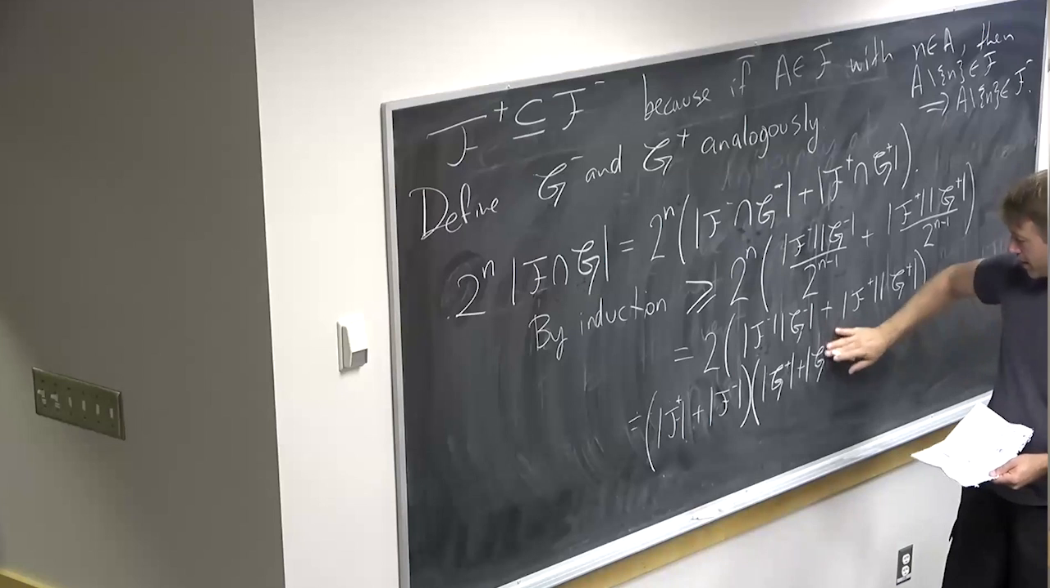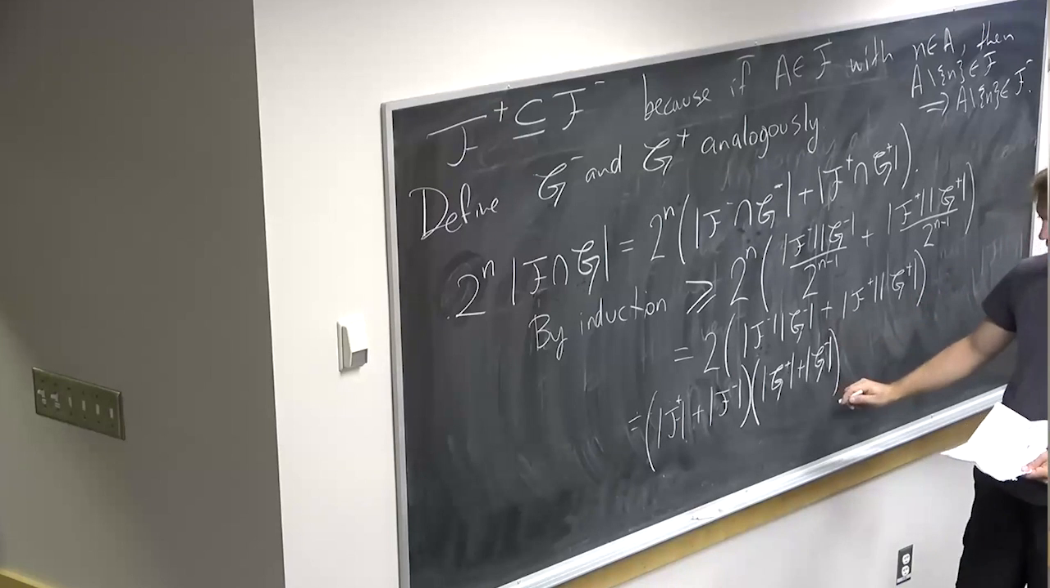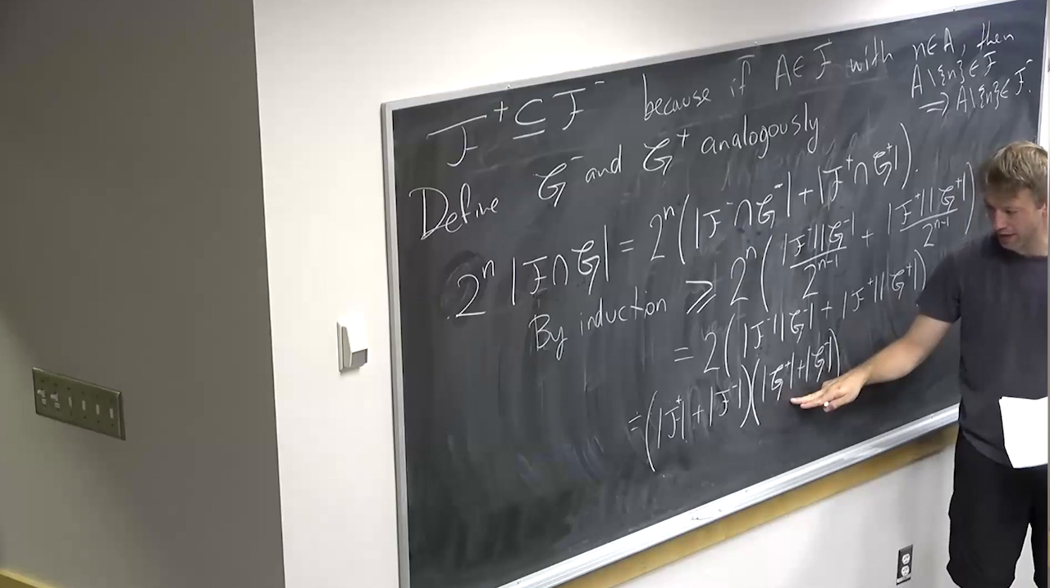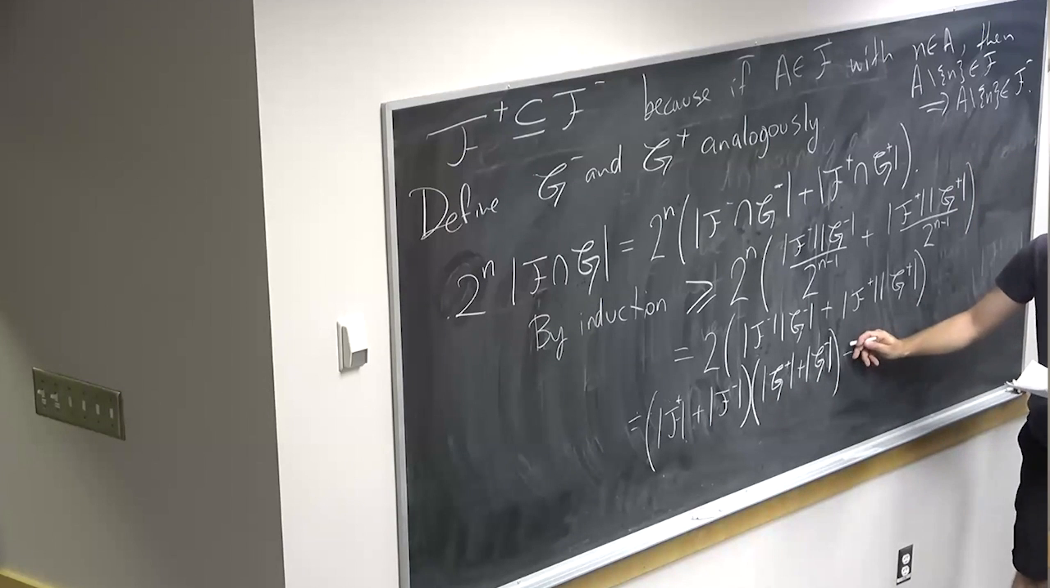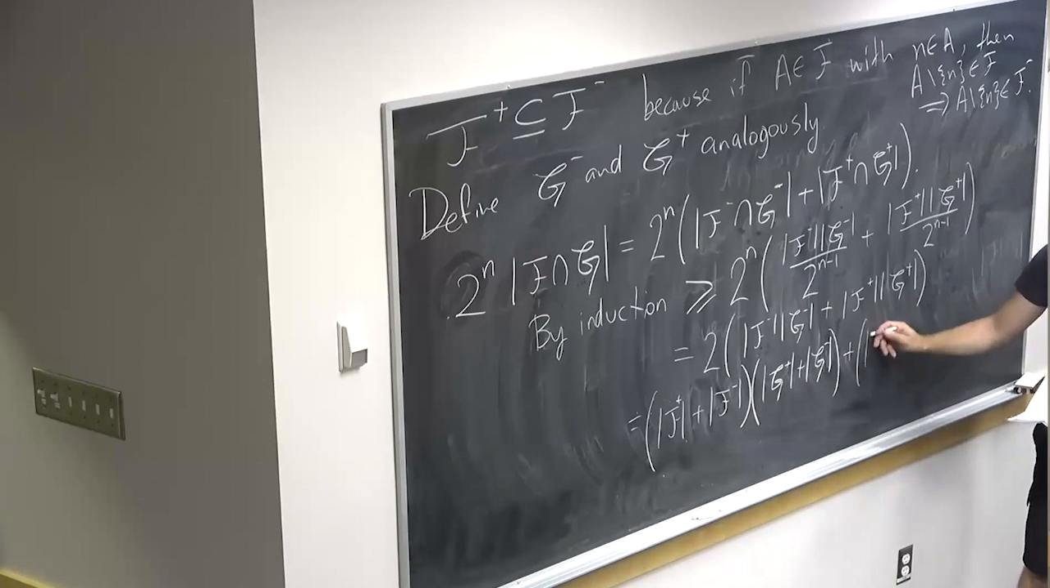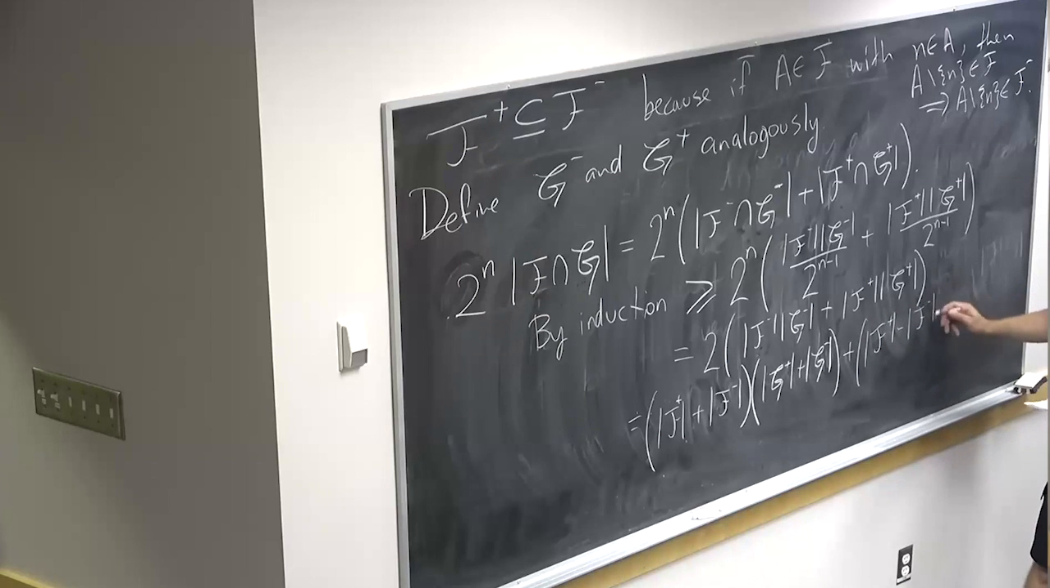What I would want it to be is this, because that's the size of F and the size of G. It's this plus F plus minus F minus times G plus minus G minus. If you did all the arithmetic, you'd see that the cross terms cancel, basically.